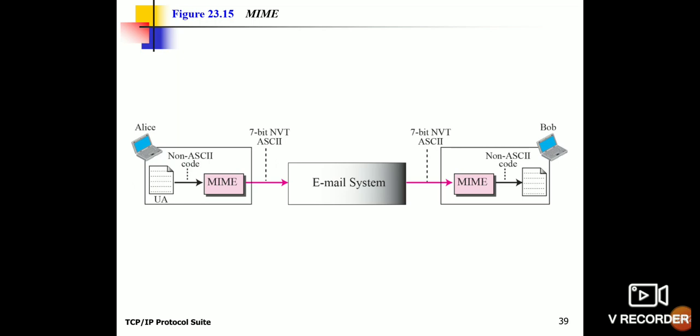And again, at the receiver side, the same 7-bit ASCII is used. At the receiver side, I have MIME to convert the 7-bit ASCII code back into the non-ASCII format. For example, there is content written in some other format, like JPEG. You are loading something in JPEG, but it is converted into ASCII and transmitted. Again, the ASCII is received at the receiver side, then converted back into the original format. This is the major purpose of MIME, the multi-purpose Internet mail extension.